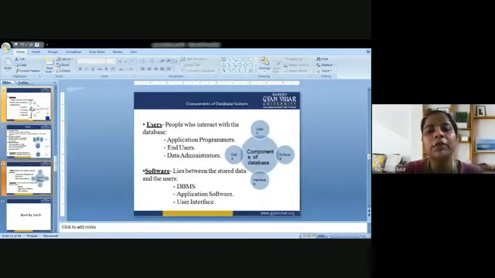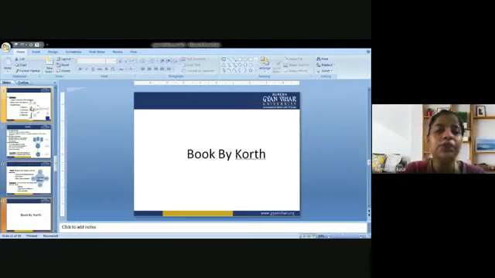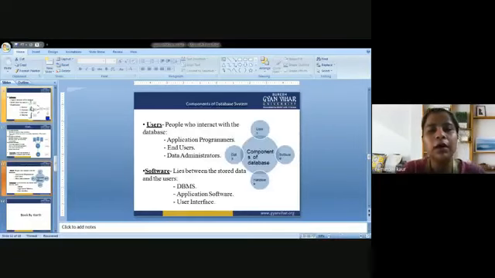Next, we have discussed the components of the database management system, like users and software. What is a user, what is the software, and how they make up the database management system. Users are people who interact with the database: application programmers and users, and database administrators. Software lies between the stored data and the user. It could be the DBMS, application software, and user interface. So this was all about today's class. We have discussed data models in detail, basically representational models, and how we represent the data in a database management system.